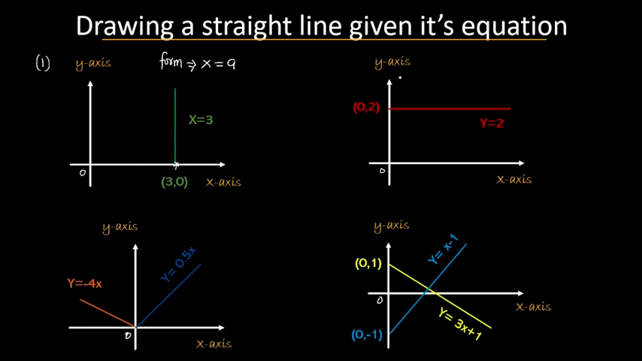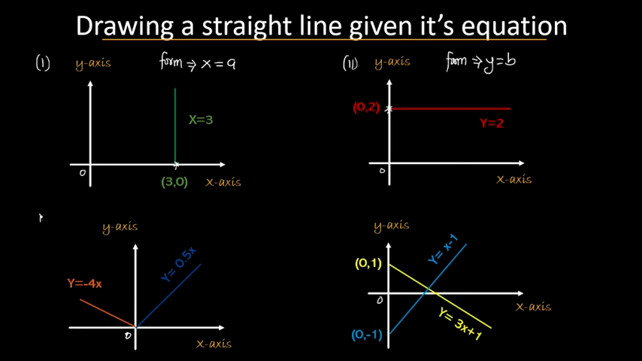Now, the second example is a graph where the line is horizontal and parallel to the x-axis. It is of the form y is equal to, let's say, a number b. Whenever we just have the y coordinate, the x coordinate is 0. Since x is 0 and y is 2, the point is located on the y-axis, and it becomes a horizontal straight line parallel to the x-axis, as you can see over here.